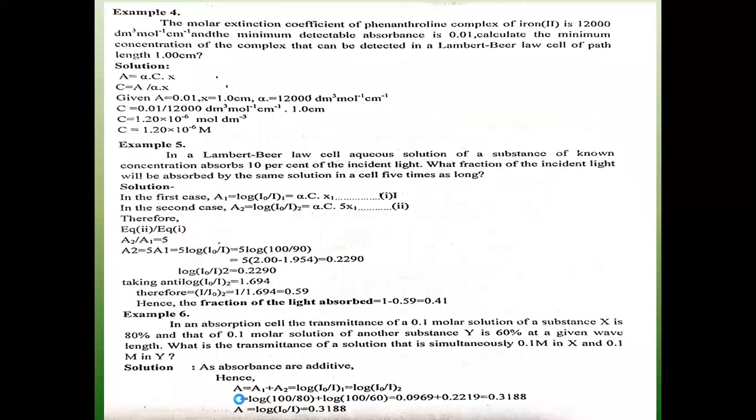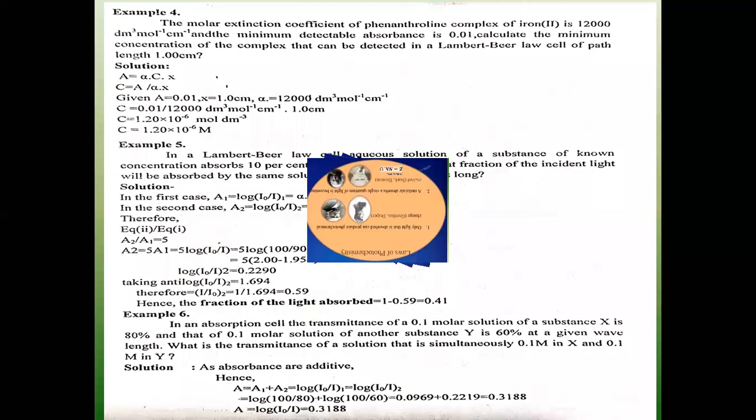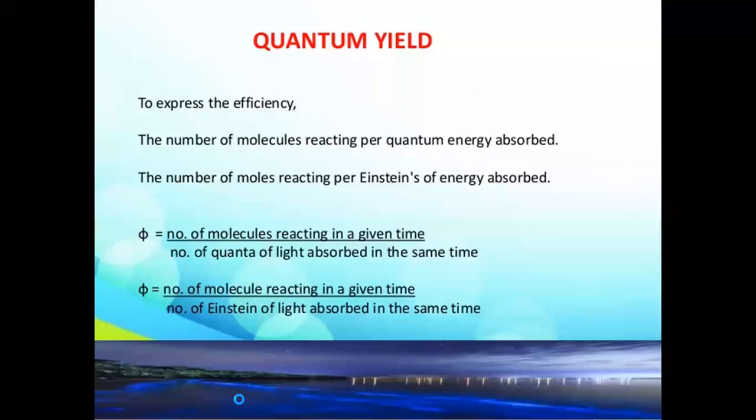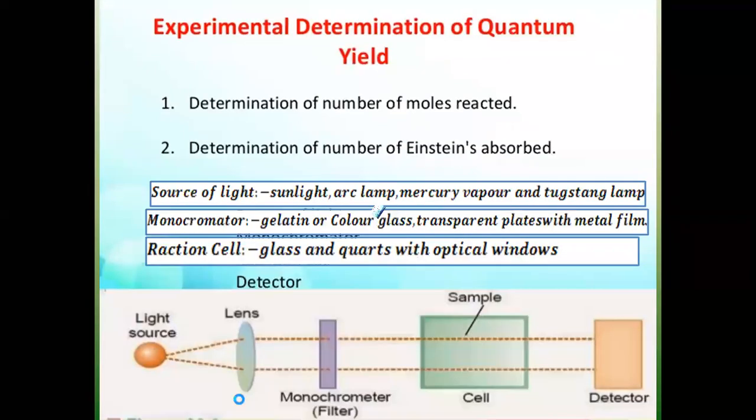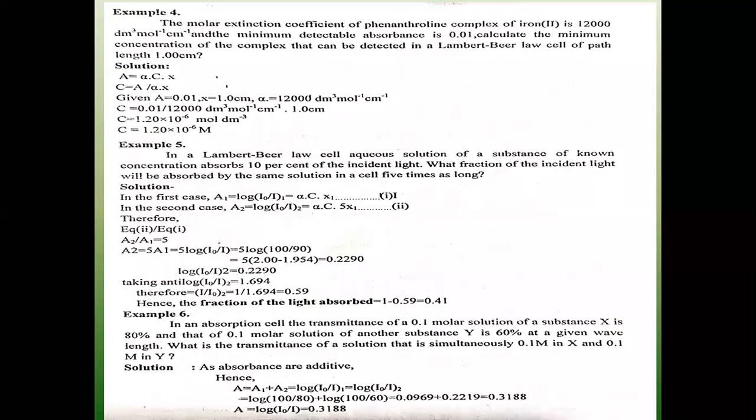in the previous lecture. So now we can say this topic has come to an end. In this chapter we studied some basic laws regarding photochemical reactions, basically Lambert's law, Beer's law, then the combination of these two, Lambert's and Beer's law, then deviations of Lambert's and Beer's law, and the molar extinction coefficient. The equation is A is equal to molar extinction coefficient, C into X.